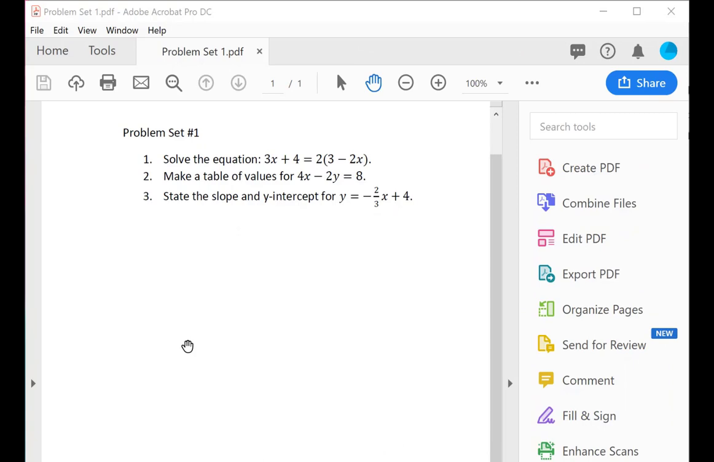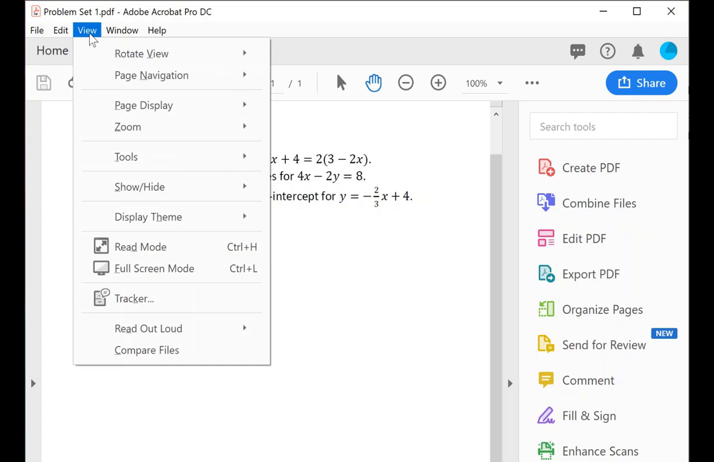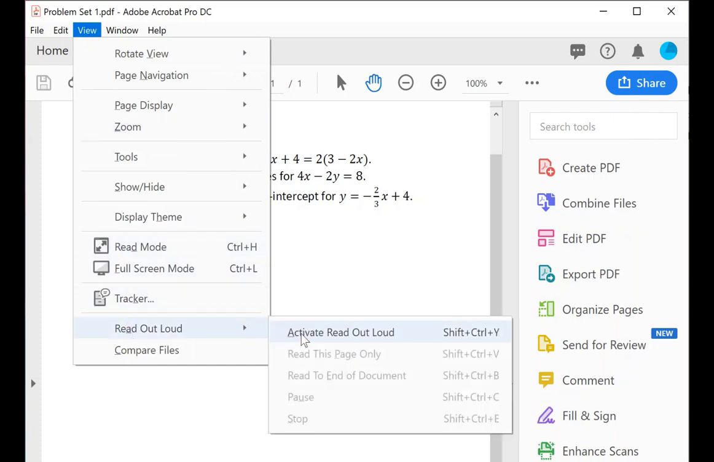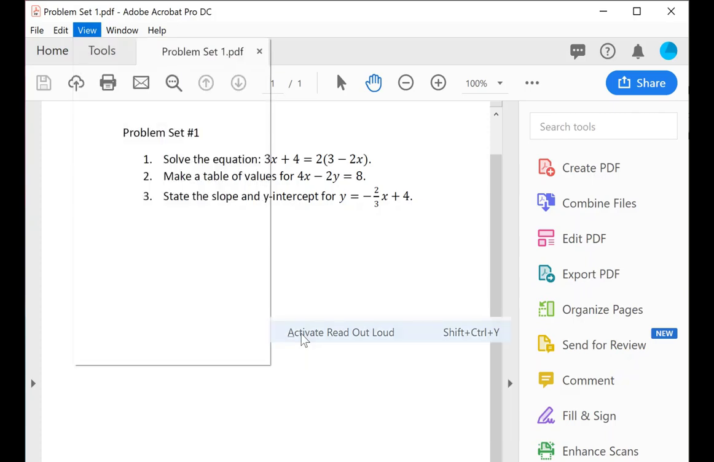This is a PDF version of the Word document with problem set 1 and 3 math equations. In Adobe Acrobat, you need to use the Read Out Loud feature, which is under View, Read Out Loud, Activate Read Out Loud, or Shift-Control-Y. Let's turn that on.